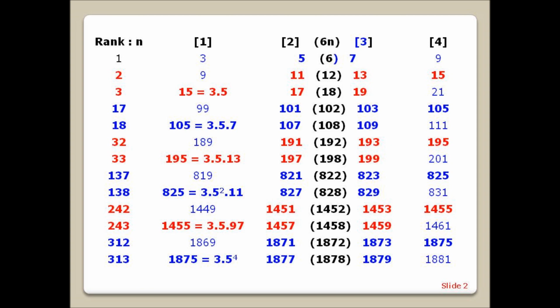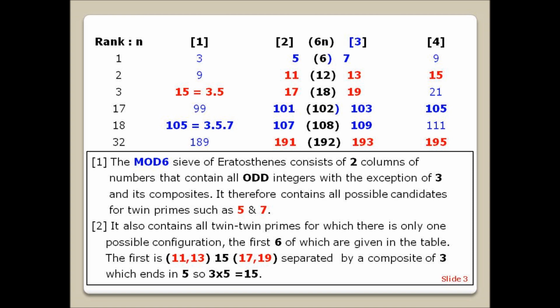This slide shows a Mod 6 sieve of Eratosthenes that has been abridged in order to show the first 6 twin primes. The Mod 6 sieve of Eratosthenes consists of 2 columns of numbers that contain all odd integers, with the exception of 3 and its composites. It therefore contains all possible candidates for twin primes, such as 5 and 7.